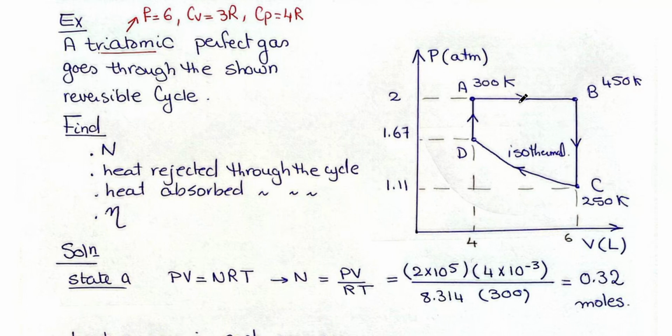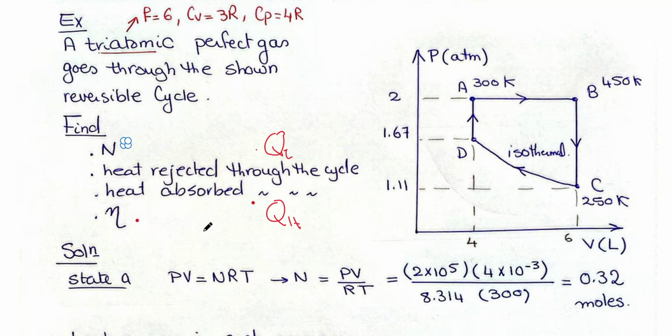consisting this cycle. All the values of pressure and volume are given on the figure, and also given the temperature at A, the temperature at B and the temperature at C. What is required? First, get the number of moles, heat rejected through the cycle, and heat absorbed. Heat rejected is QL, heat absorbed is QH, which is positive. For the heat rejected, we add all the negative heats and remove the negative sign to take the magnitude. Then you calculate the efficiency of the cycle.